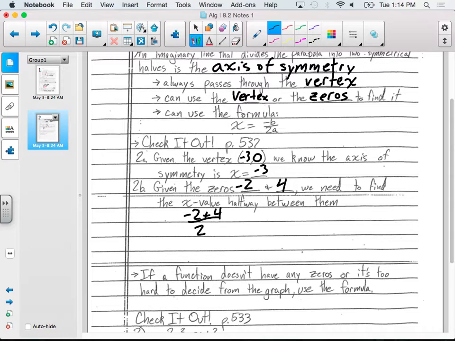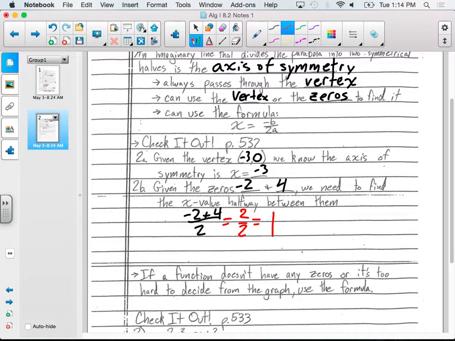So like if we went up here on the number line, we have -2 and 4. We add them together, and dividing by 2 would give us the halfway point, right? So upstairs, -2 plus 4 is 2. We still have a 2 downstairs. So 2 over 2 is 1.